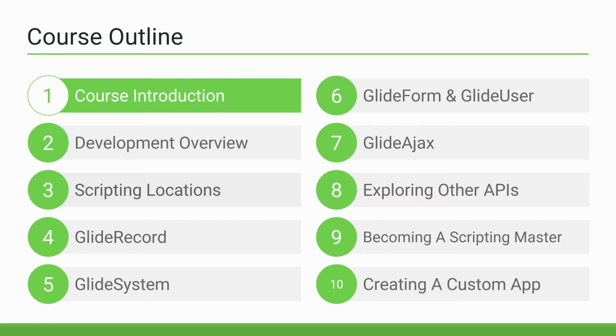Then in section 7, we'll discuss the complex and somewhat mysterious Glide Ajax API. In section 8, we'll explore a number of other APIs within ServiceNow, and I'll even show you how to create your own. In section 9, we'll cover how you can become a scripting master by discussing important concepts like debugging and what to do when you get stuck. Finally, in section 10, we'll take everything that we've learned throughout this course and we'll build a custom application.